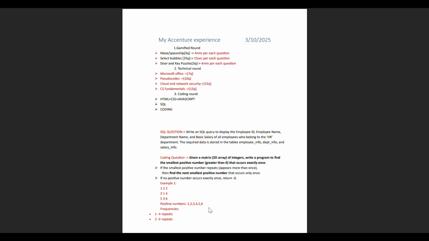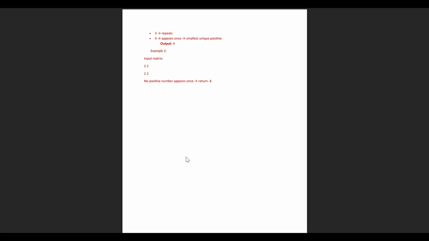And coming to the next minimum element, it is 2. But 2 also repeats 2 times. So we cannot return 2 as the minimum element. And the next minimum element is 3. But 3 also repeats 2 times. So we cannot return 3 as the output. Next minimum element is 4. But 4 is the unique element which is not repeated in the given matrix. So we have to return 4 as the output.